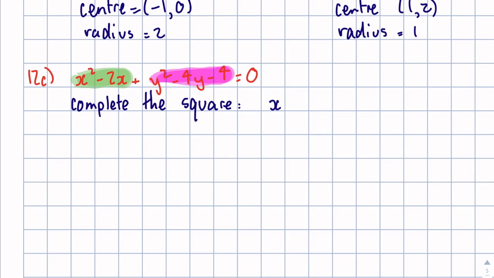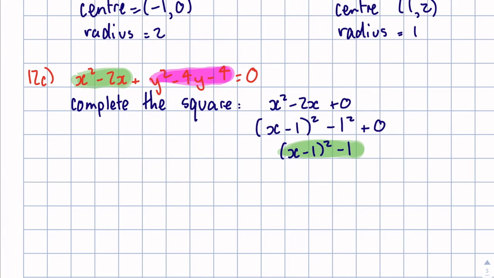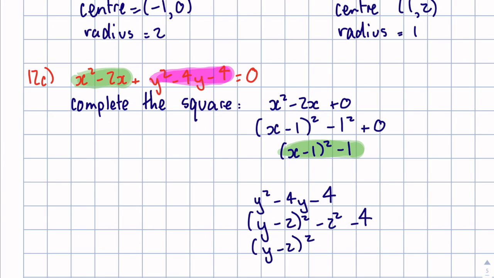So I've got x squared minus 2x plus 0, yeah? Which is the same as (x minus 1) squared minus 1 squared plus 0, which gives me (x minus 1) squared minus 1. So that's my green. I've got y squared minus 4y minus 4, which is the same as (y minus 2) squared minus 2 squared minus 4, which gives me (y minus 2) squared minus 8.